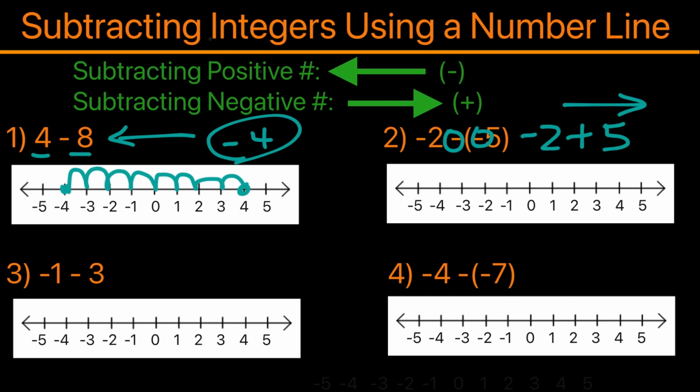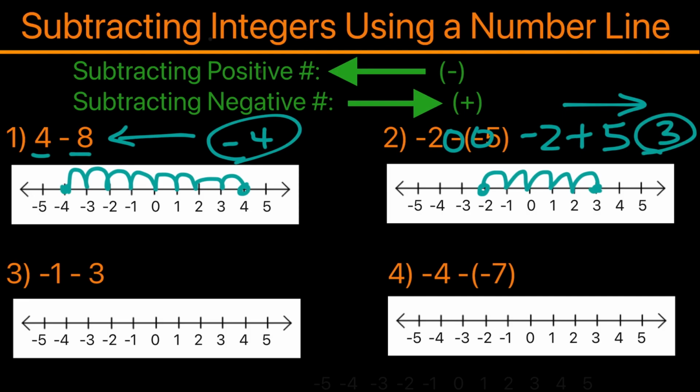So we'll start out with -2, and we're gonna go 5 spaces to the right. So that's 1, 2, 3, 4, 5. And we'll end up at 3. So 3 would be the answer for this expression.